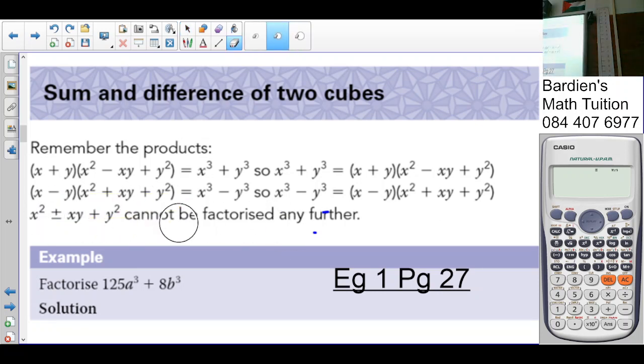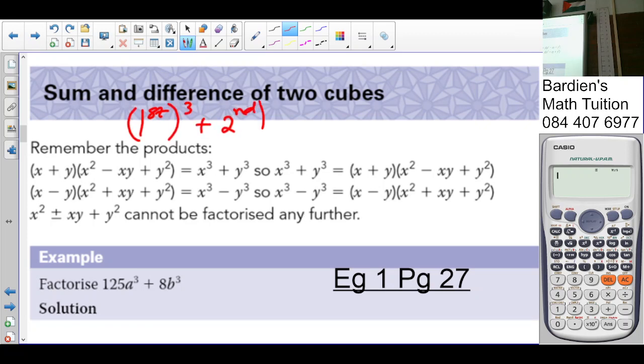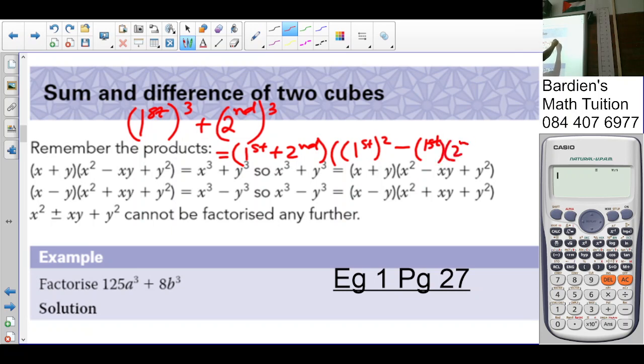So when I did the examples with the learners, they were quite confused, so I just wrote it out as follows. If it was the first term cubed plus the second term cubed, which is the sum of cubes, it would have resulted in the first term plus the second term into the first term squared, opposite operation, so it would have been minus the first term times the second term, plus the last term squared, the second term squared. Okay.